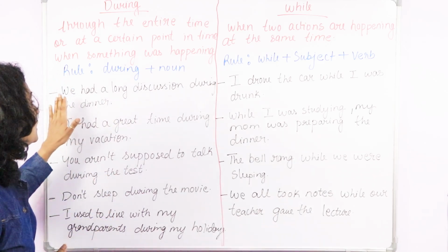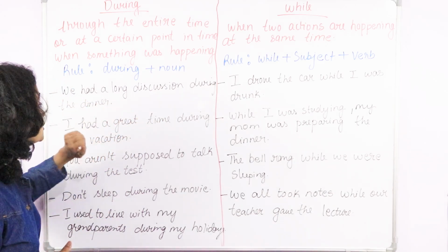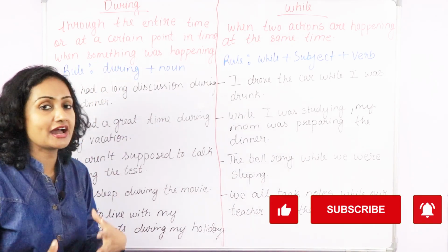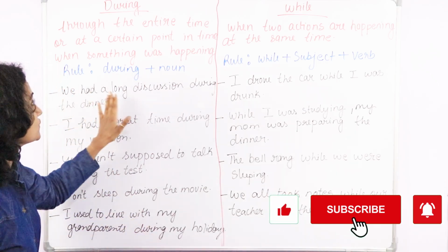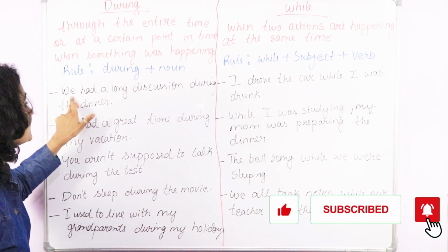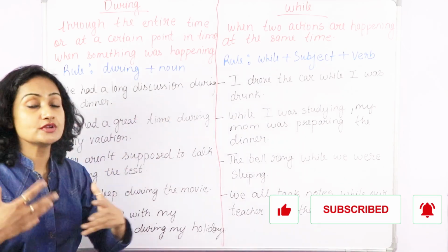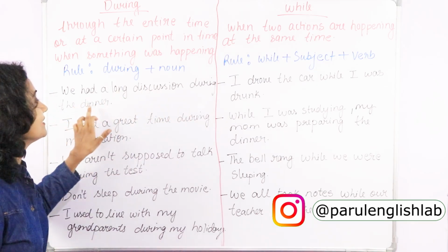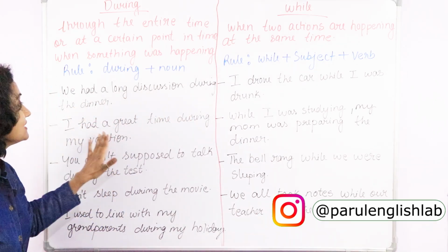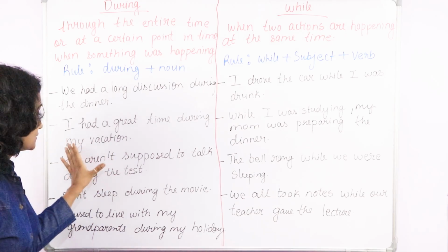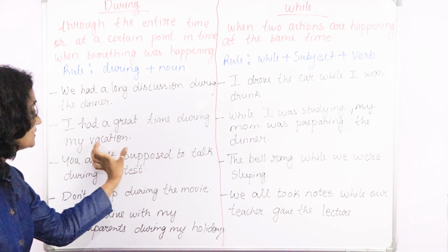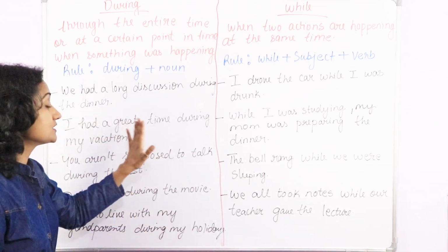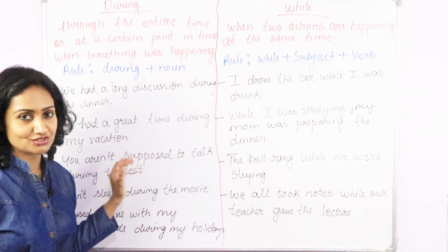For example, we had a long discussion during the dinner. So the dinner, through this entire time when we were having dinner, what was going on? Something was happening. What was happening? We had a long discussion. We were discussing something. We had a long discussion during the dinner. I had a great time during my vacation. So during my vacation, throughout this time, I had a great time.